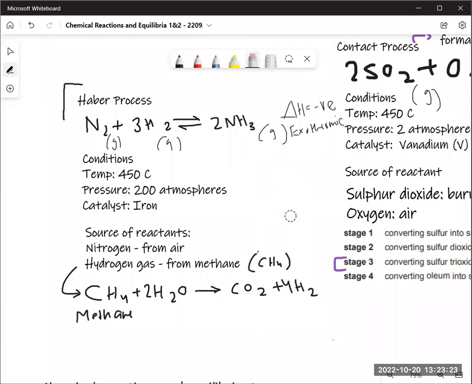Now continue, Ayan. The source of reactants: nitrogen comes from air and hydrogen gas comes from methane. CH4 plus 2H2O gives CO2 plus 4H2. All right, so this hydrogen gas, where does it come from? It comes when methane reacts with water to give us CO2 plus 4H2. First tell me, have you done this equation in school?